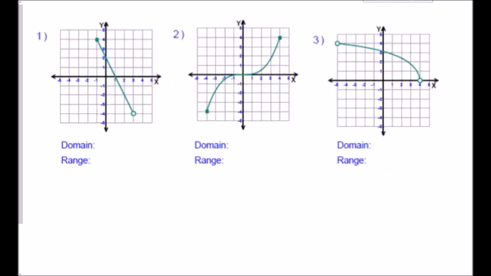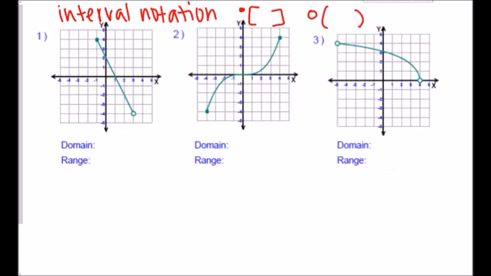Now we're looking at domain and range from a graphical standpoint. So when you're thinking listing domain and range here, we want interval notation. And here's how we convert this from a graph to interval notation. If you've got a filled in dot or something inclusive on the graph, you want to use brackets. If you've got an open circle or something exclusive, you want parentheses.